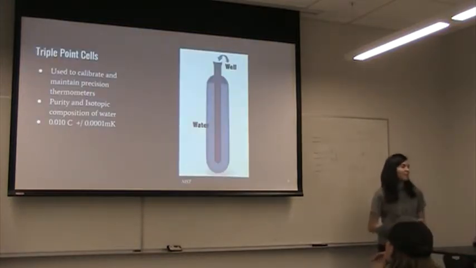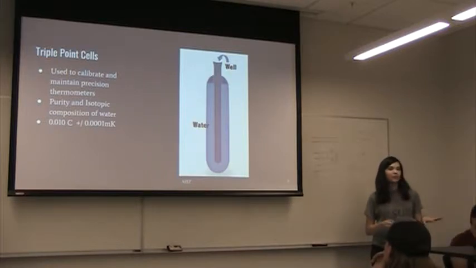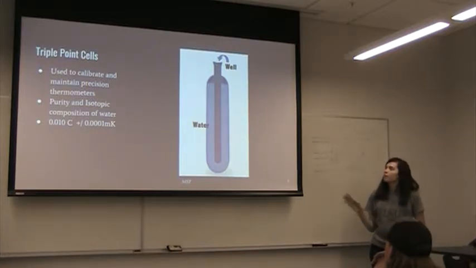The main application of the triple point is that it's used in a triple point cell to calibrate and maintain precision thermometers. The triple point cell is basically a gas pressure vessel with a bit of water on the inside, and it's got a well in which you insert things. To get an accurate reading, the water on the inside has to be of a very specific purity and isotopic composition. That purity is, I believe, 99.999% pure, so very, very finicky.